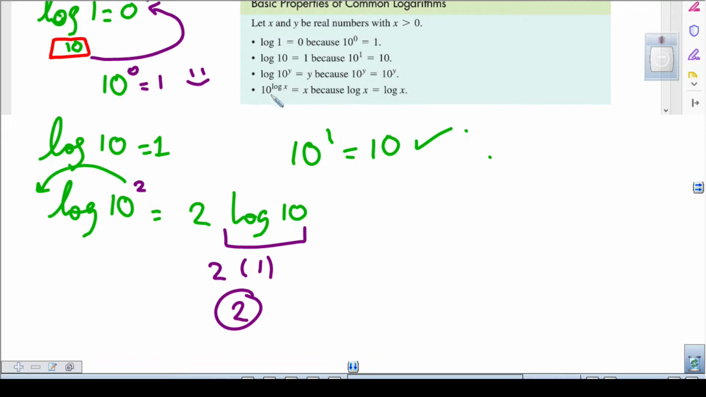Last but not least is this guy here that says 10 raised to log base 10 of x, right? Log base 10 of x is going to be just the x itself. This goes back to the same one that we talked about earlier. So I'm going to erase here and talk about that.